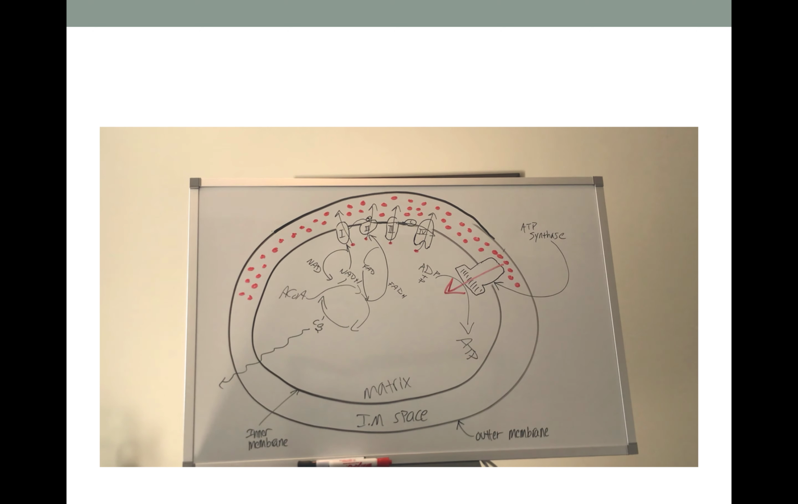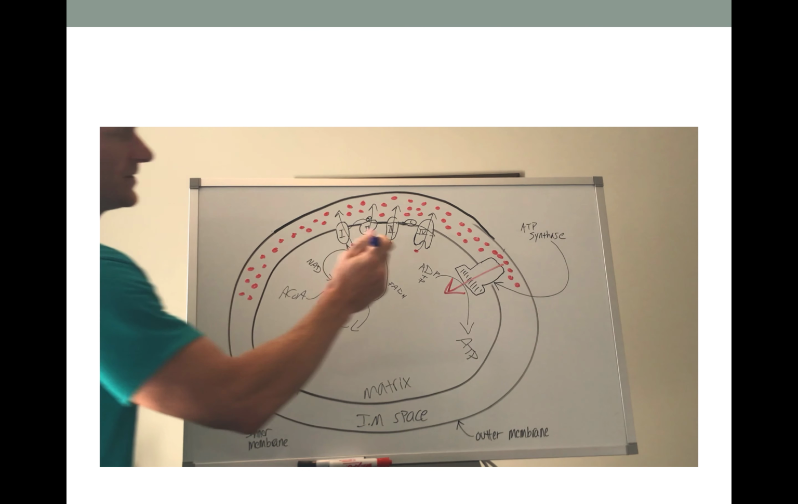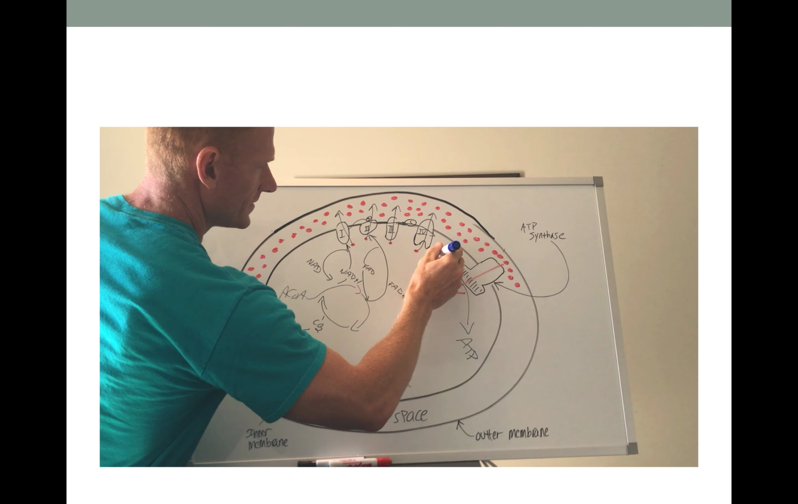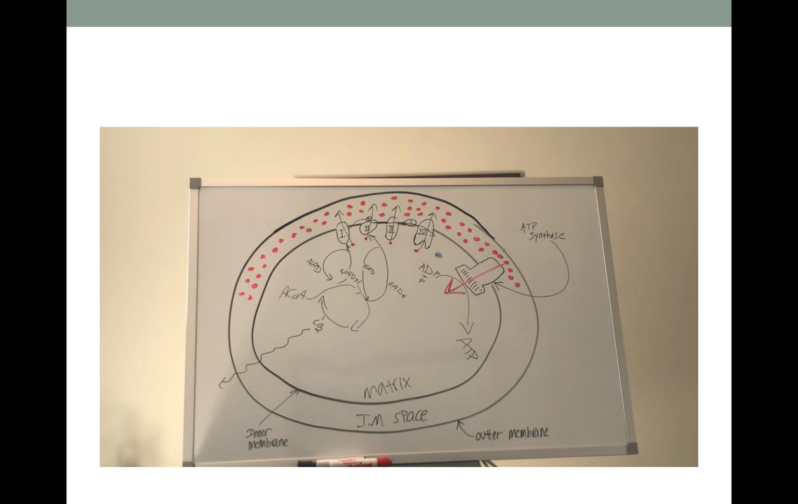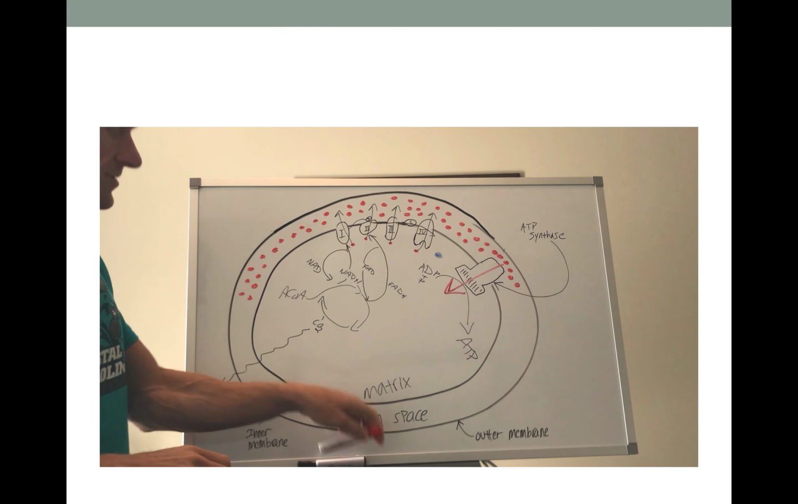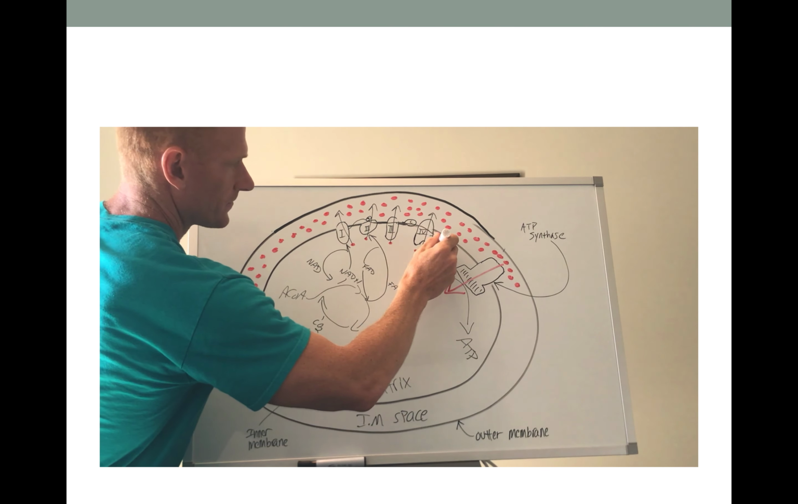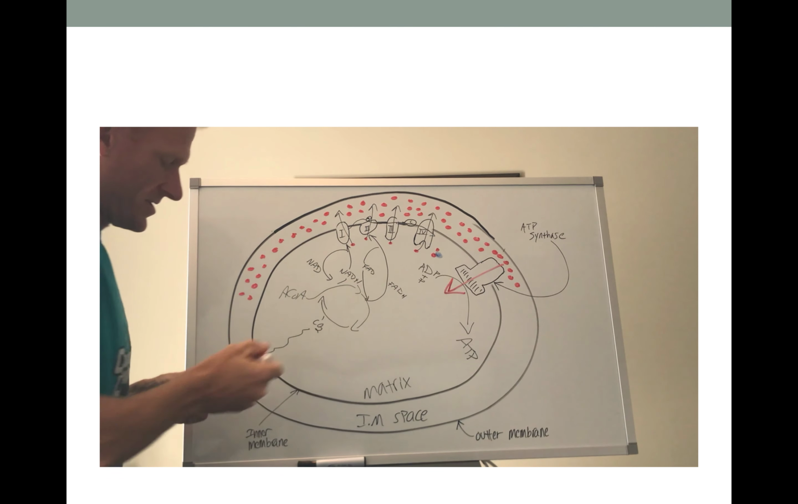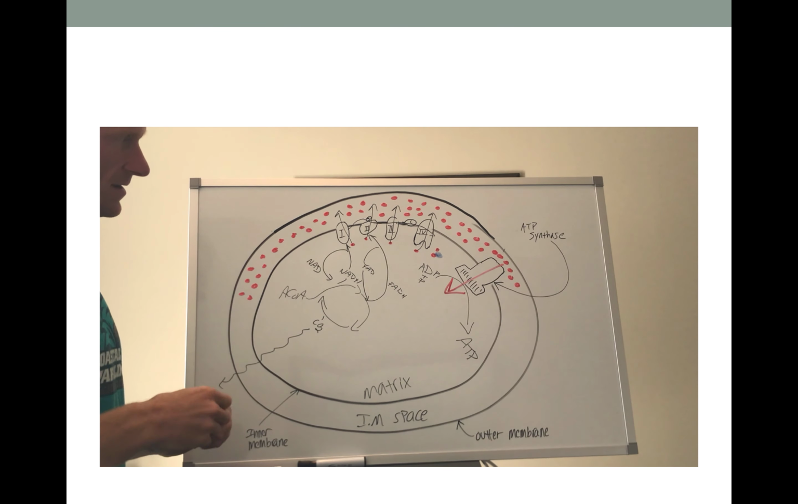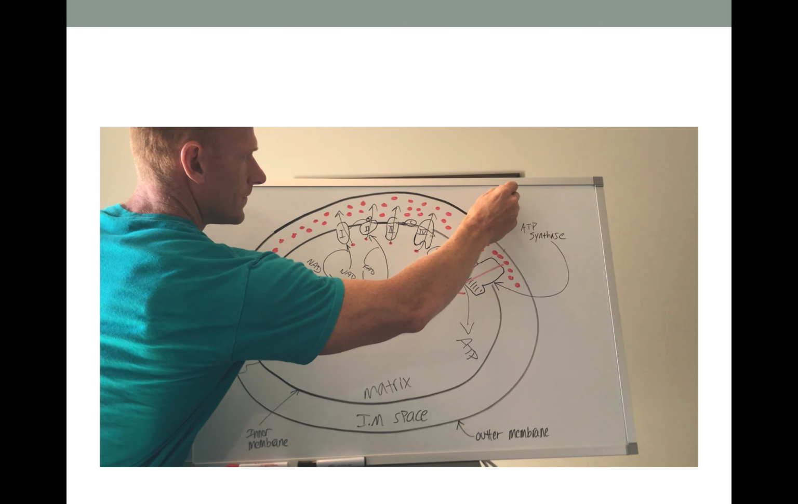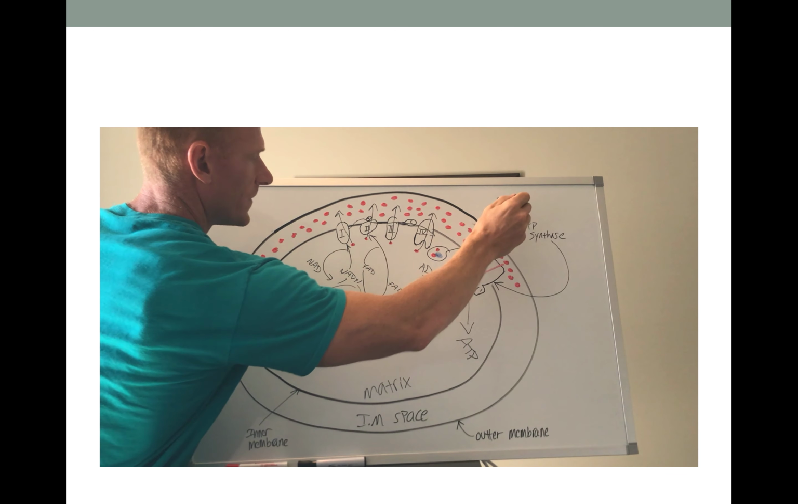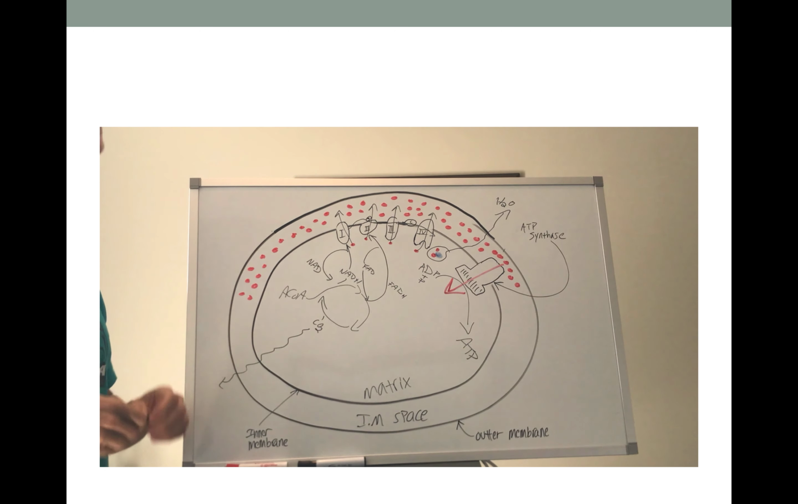Here's where the oxygen comes in. This complex 4 holds on to an oxygen molecule. We'll call this oxygen molecule this blue here. And what it does is it combines two hydrogens with that oxygen to form water. And this water diffuses out of the cell. And now we maintain our gradient.